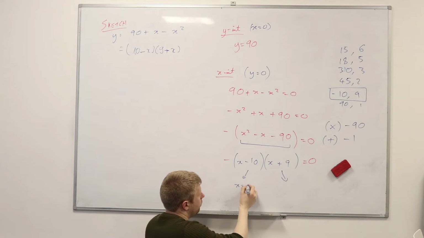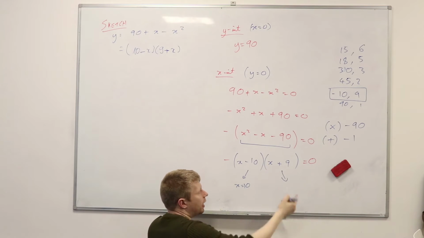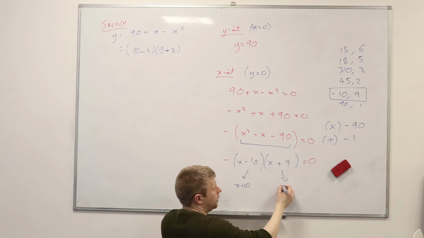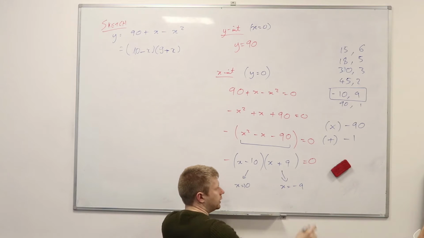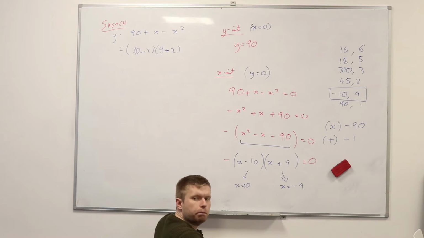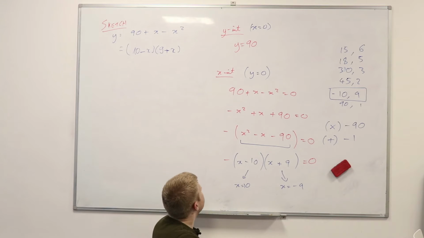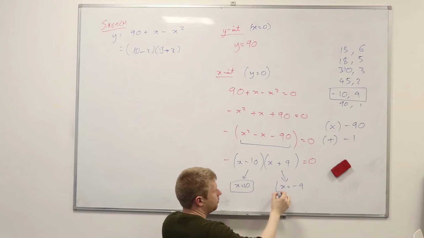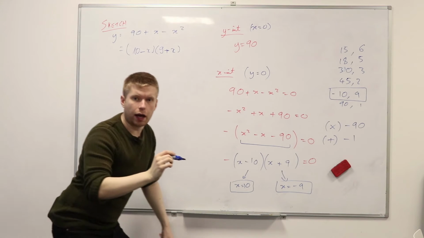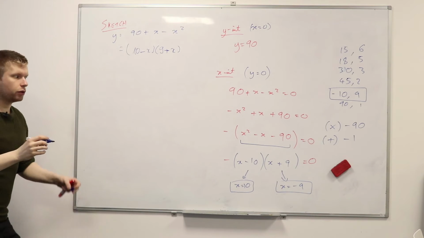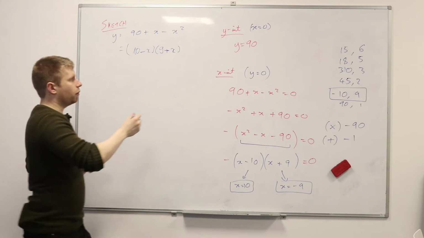Good. If x plus 9 has to be 0, what's x going to be? -9. Is that okay? So these are my two x-intercepts. You happy? Good. All right, so I've got my y-intercept.